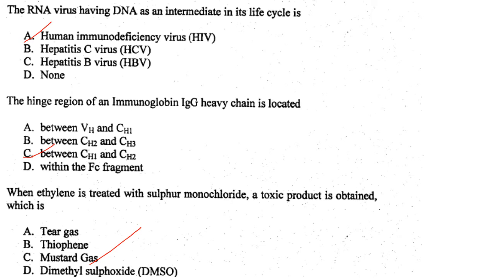Then next one. When ethylene is treated with sulfur monochloride, a toxic product is obtained, which is called as mustard gas. Answer is option C.